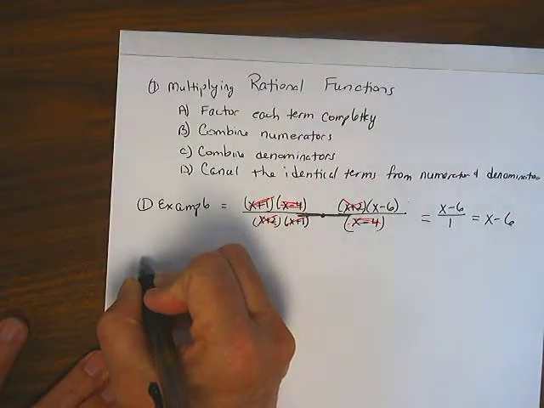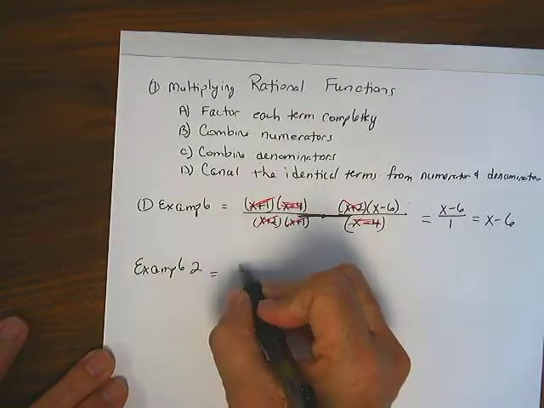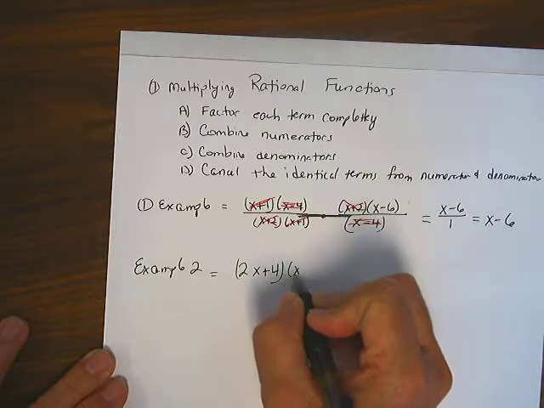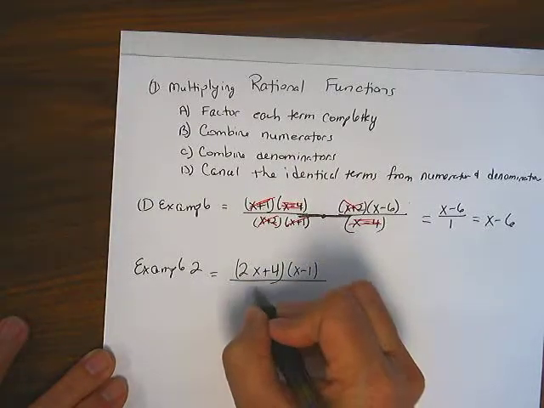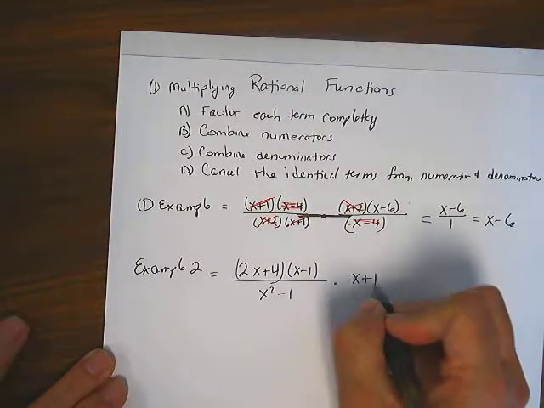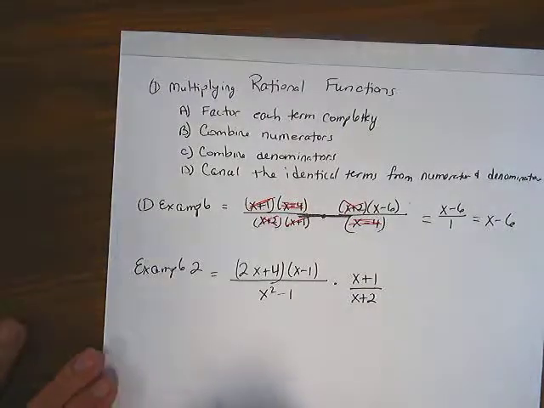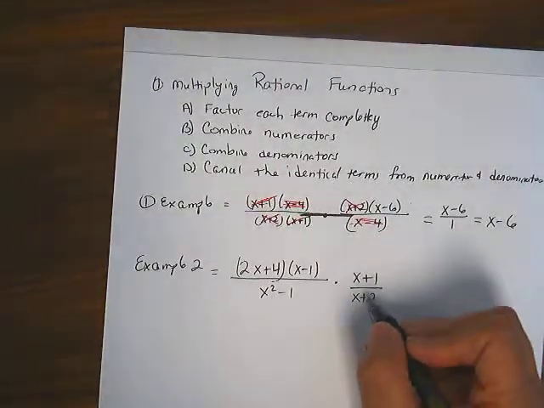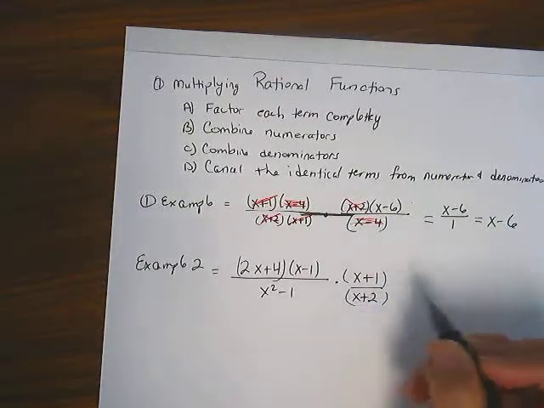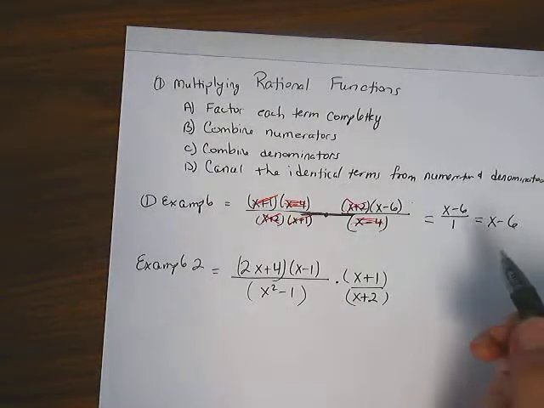So let's try our second example. Example 2. This time we have 2x plus 4 multiplied by x minus 1 over x squared minus 1 multiplied by x plus 1, or over x plus 2. Now again, I said if there are no parentheses around your numerator or denominator, go ahead and let's put those in to begin with. And this time it is not factored completely.